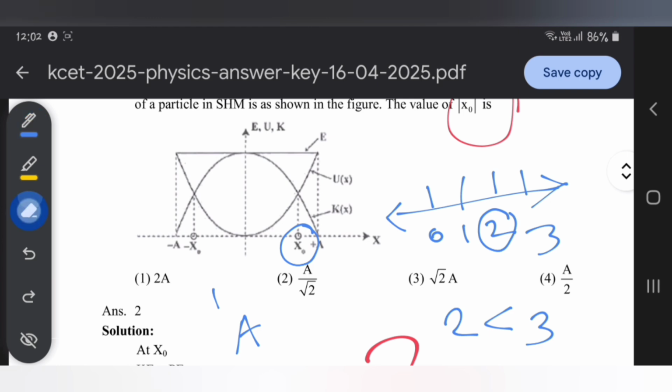x naught, just give me a moment. Again, there is some lag, don't know why.